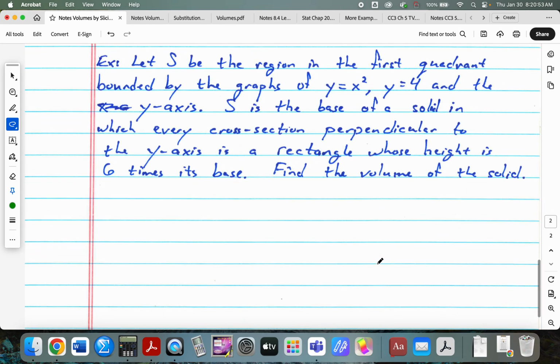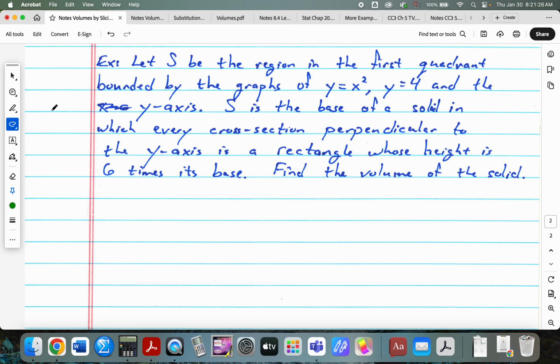All right, let's look at one more of these. So here, let S be the region in the first quadrant bounded by the graphs of y equals x squared, y is equal to 4, and the y-axis. All right, so this has 3 boundaries as opposed to 2, so we're going to have to think about that. S is the base of a solid in which every cross-section perpendicular to the y-axis is a rectangle whose height is 6 times its base. Find the volume of the solid.